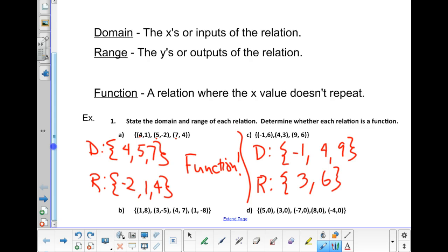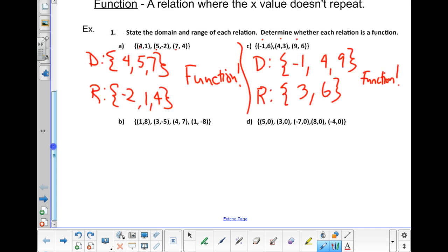Okay, now, if I looked at it, did any of the x values repeat? -1, 4, or 9? No, so because of that, that's a function. Notice I care not one bit if the y values repeat. It's only if the x values repeat. Okay. You guys try and do B and D on your own.